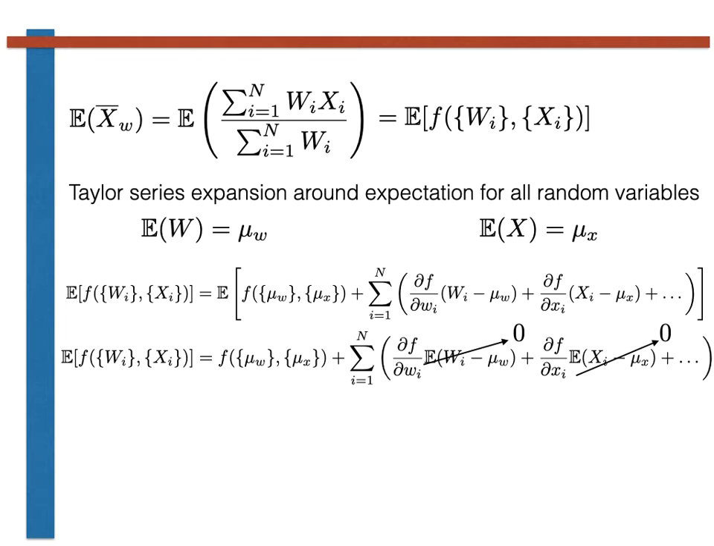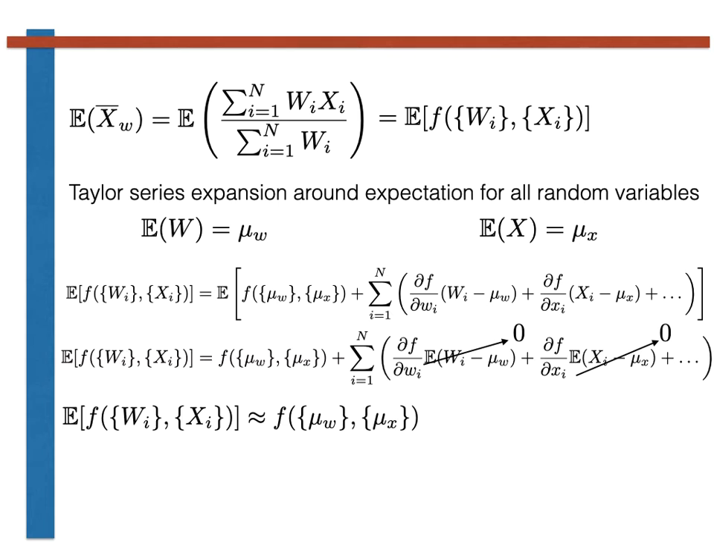If we are thus willing to truncate the Taylor series at first order, we find that the expectation of the function is approximately equal to the value of the function f evaluated at the point where all the random variables are equal to μw or μx, their expectations.